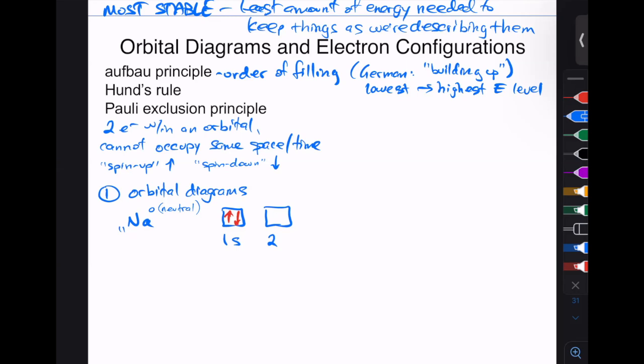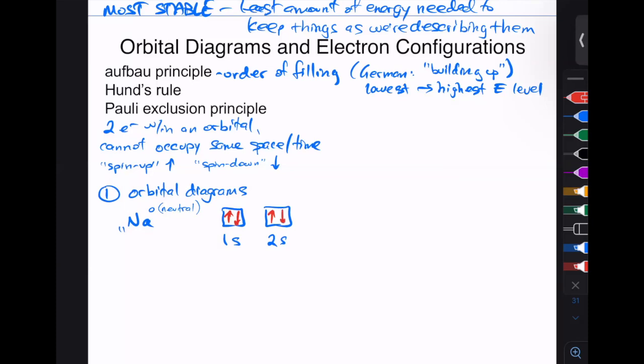Now at n equals 2, we only have 2 sublevels. There's an S sublevel and there's a P sublevel. The S sublevel is going to fill in first. And at the S sublevel, there's only one orbital. So we have one box that we're going to label 2s. And the next 2 electrons are going to go in there.